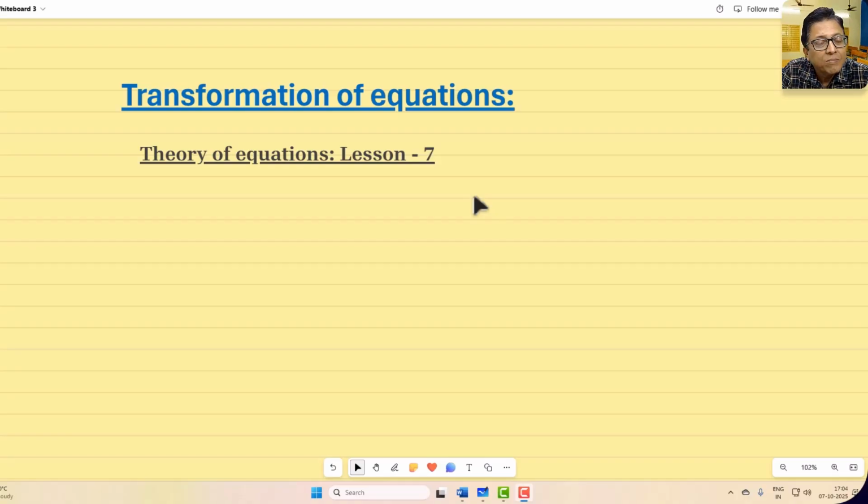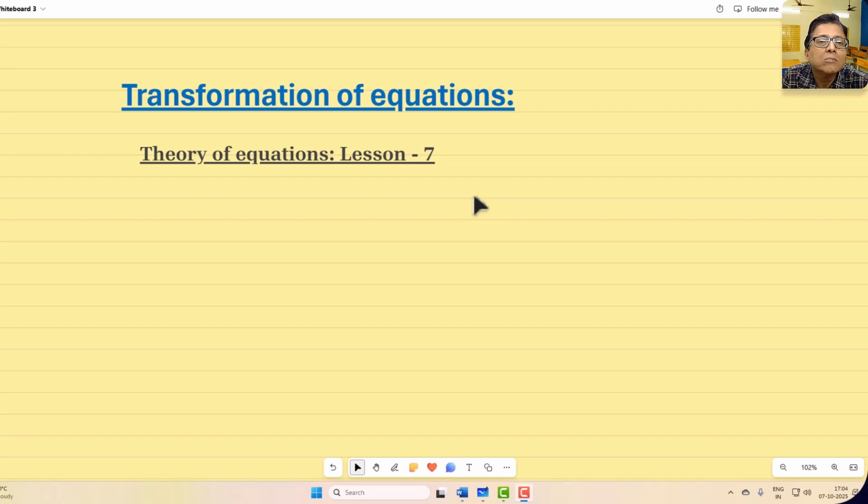Hello everyone, in this session I will be discussing how to transform a given equation without knowing the roots of the equation, such that the transformed equation's roots will be related to the roots of the given equation.